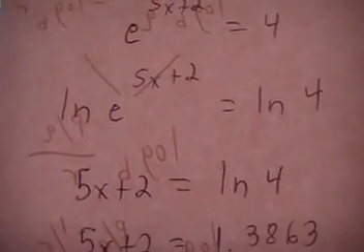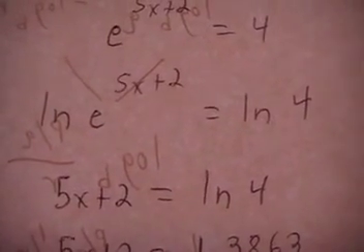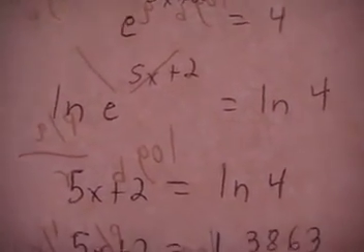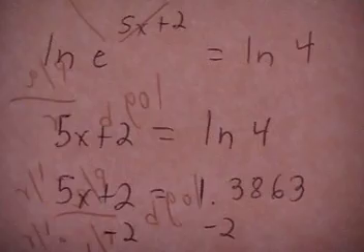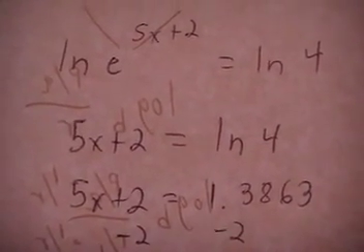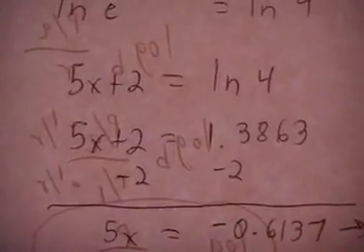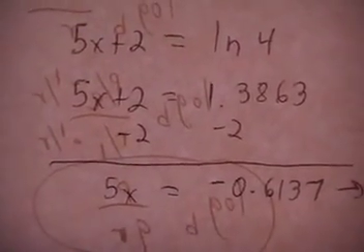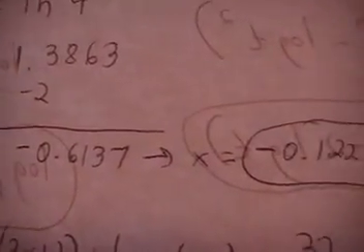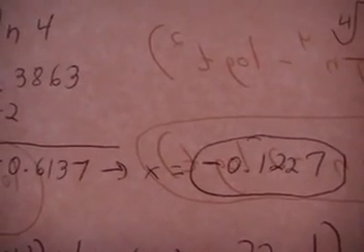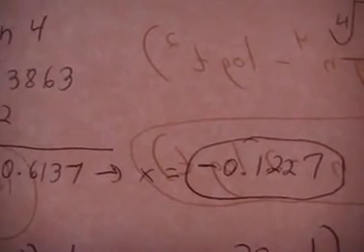So now you're left with 5x plus 2 equals ln 4. You can figure out ln 4 with a calculator, 1.3863 approximately. Then you're just solving for x. Minus 2 gives you negative 0.6137. Divide by 5 and you get negative 0.1227, which is the answer.